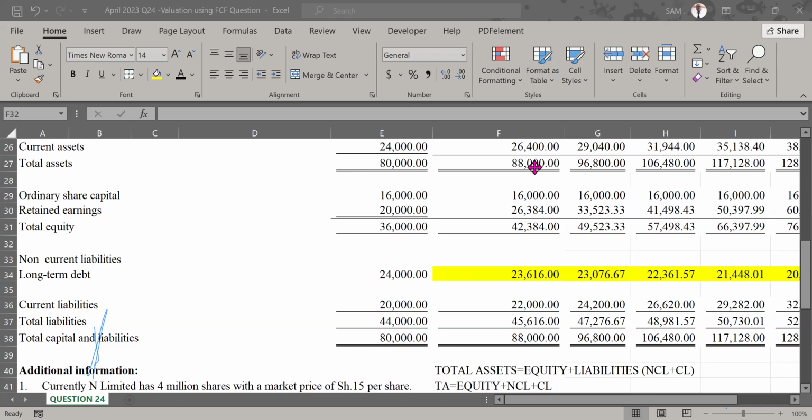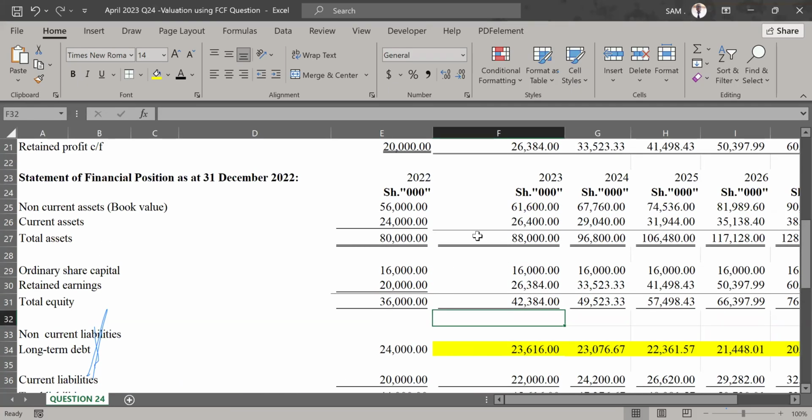Someone is asking, Mwalimu, something. Yes, go ahead. Let me see your non-current assets. Non-current assets.